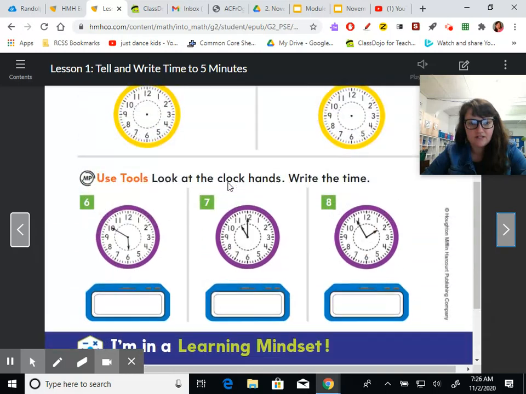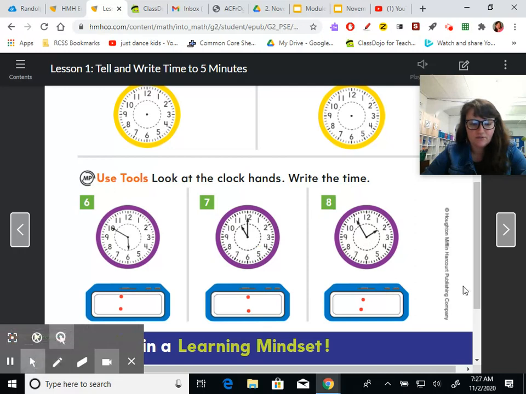All right. Then it says, look at the clock hands, write the time. So you have to tell the time and write it in here. Now remember, you're going to have colons right here, which are 2 dots, one on top of the other to separate the hour and the minutes. So you've got this clock, you have this clock, you have this clock.